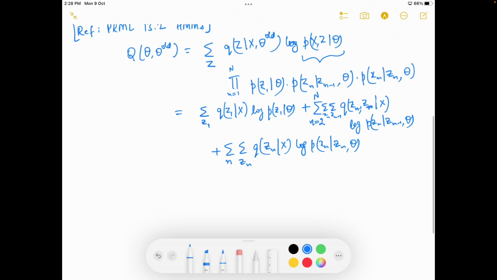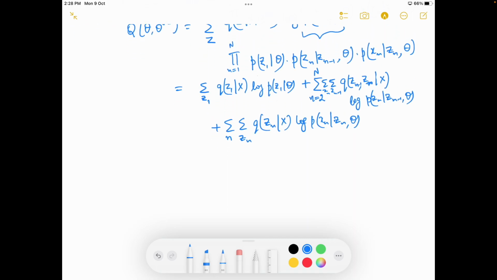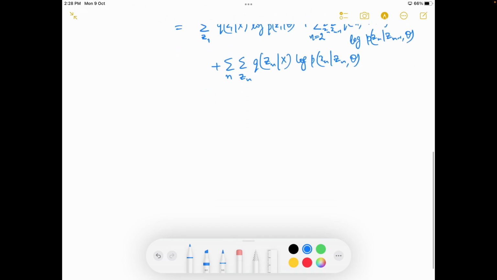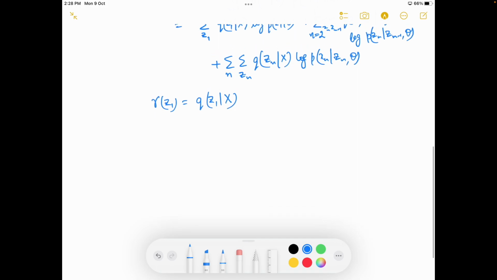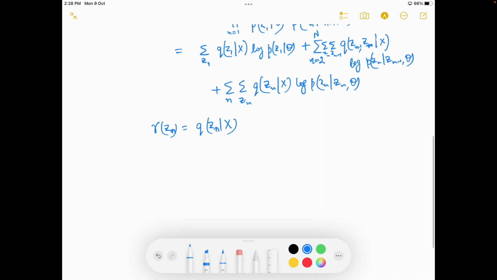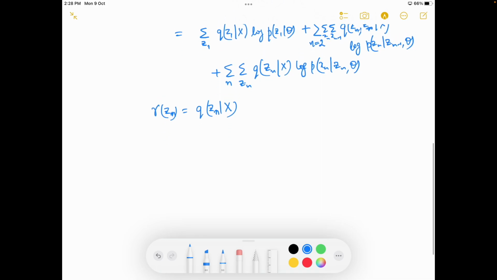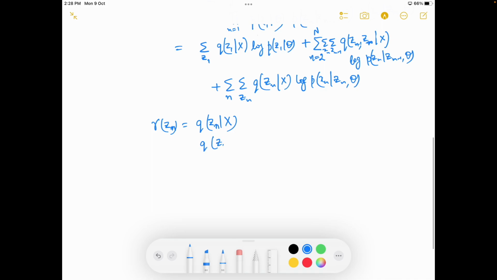Now, some notations we can introduce. Whenever you have q of z1 given x, let's call it gamma z1. So gamma z1 is equal to q of z1 given x. This is just a notation, and in general it can be written as q of zn given x is gamma zn. Then there is another term called q of zn minus 1 comma zn given x. Let's call this term zeta.